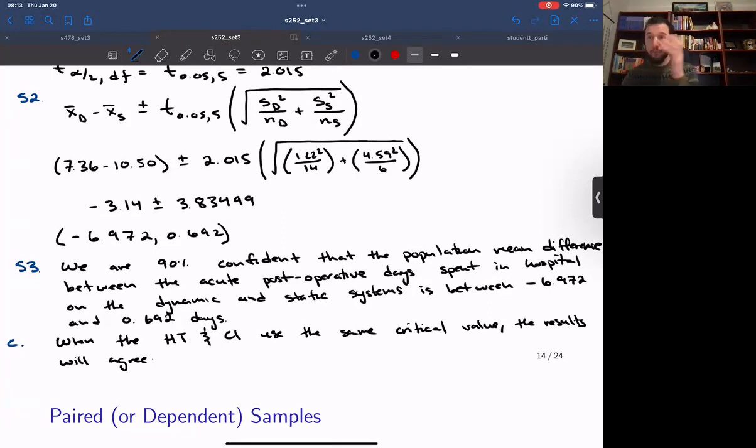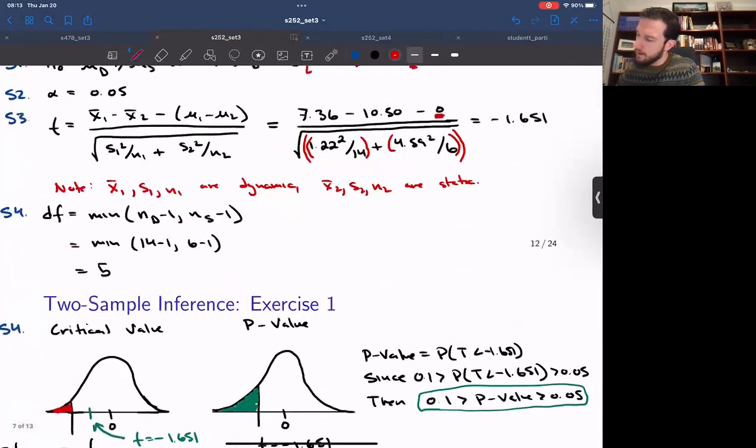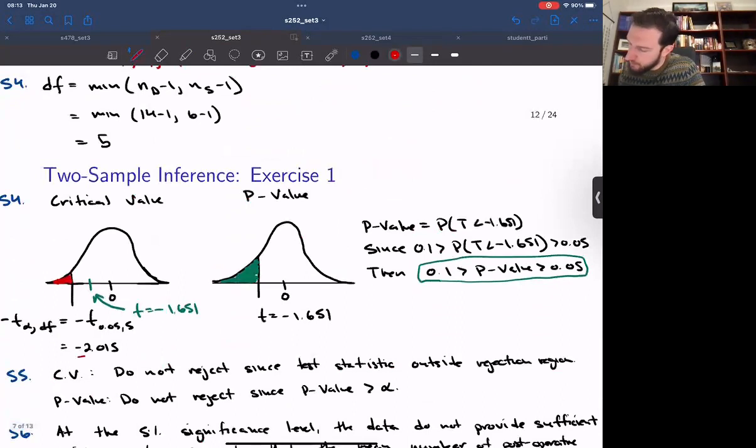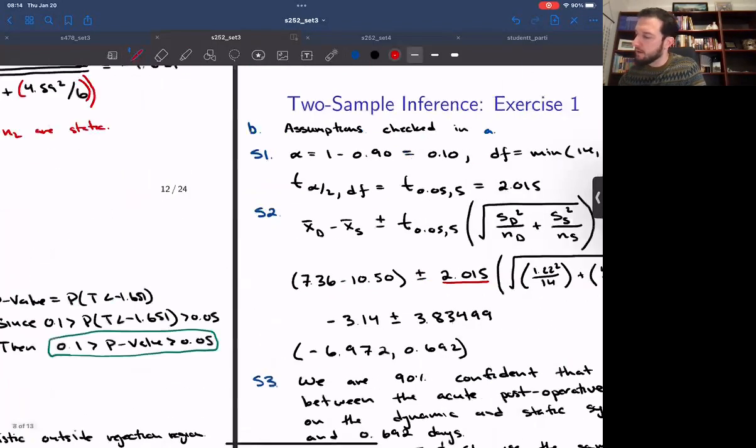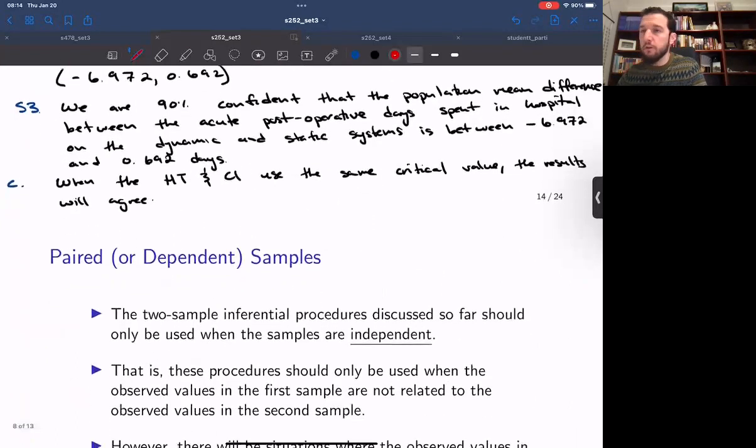Now, what do I mean by the results will agree? Basically, if we have a hypothesis test and a confidence interval that are run using the same critical value, you can see here in the confidence interval, we used 2.015, and in the hypothesis test, we used 2.015. I realize that it's a negative here, but because of the symmetry of the curve, that doesn't matter. The magnitude of the critical value is the same. They're both 2.015, so their results will agree.